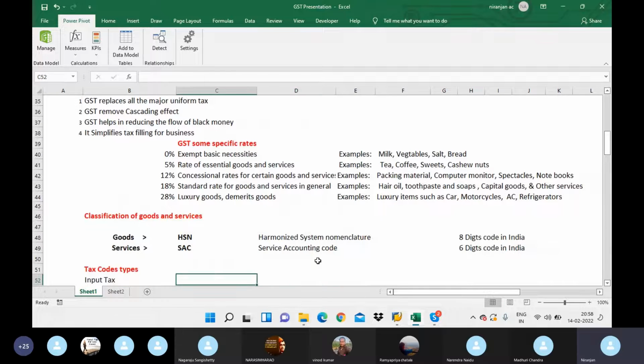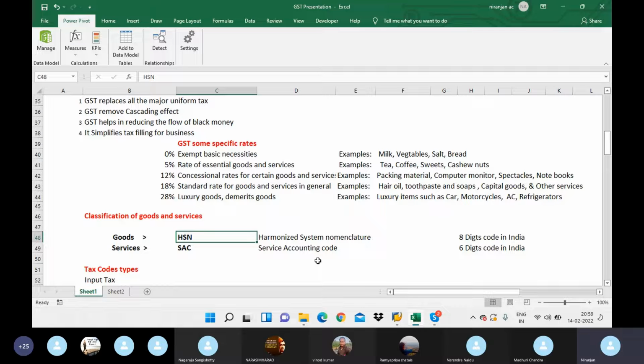And the classification of goods and services in India: goods use the HSN code and services use the SAC code. HSN means Harmonized System Nomenclature. In India it is an 8-digit code, numeric and alphabetic. On any product, such as a laptop, we can see the HSN code on the back side of the product. It's an 8-digit code in India.